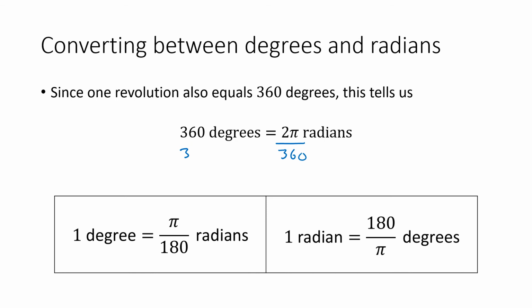If instead we take both sides of that equation and divide both sides by 2 pi, then that tells us that 1 radian equals 360 over 2 pi, which reduces to 180 over pi, that many degrees. And as I said earlier, that works out to be approximately 57. So it tells us that 1 radian is around 57 degrees. We really do want to try to keep things exact when we can, so we will just use 180 over pi.